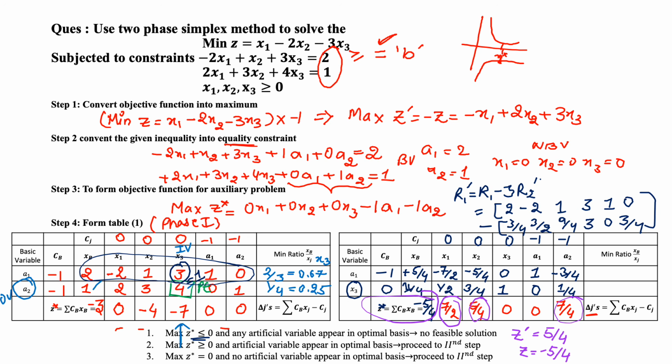And since Z dash is a negative value, we are getting no feasible solution for this problem. My solution is not feasible. Okay, so this is how we are going to solve any optimization problem with the help of the two-phase simplex method.